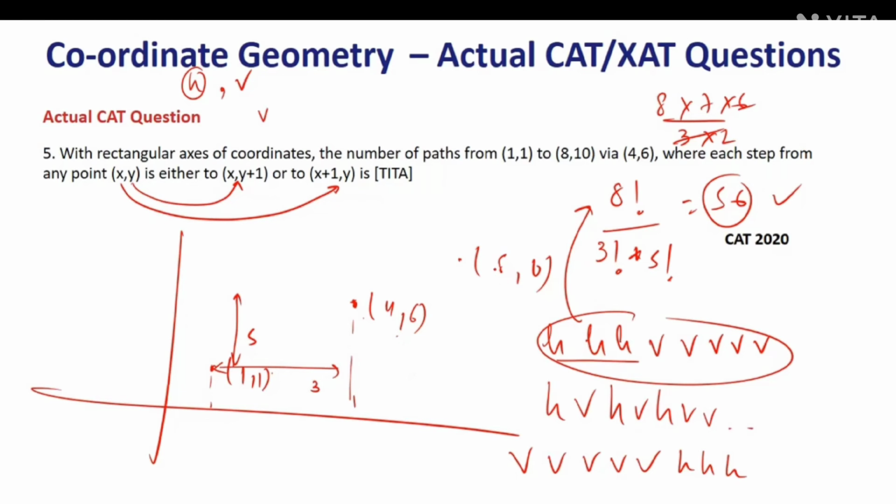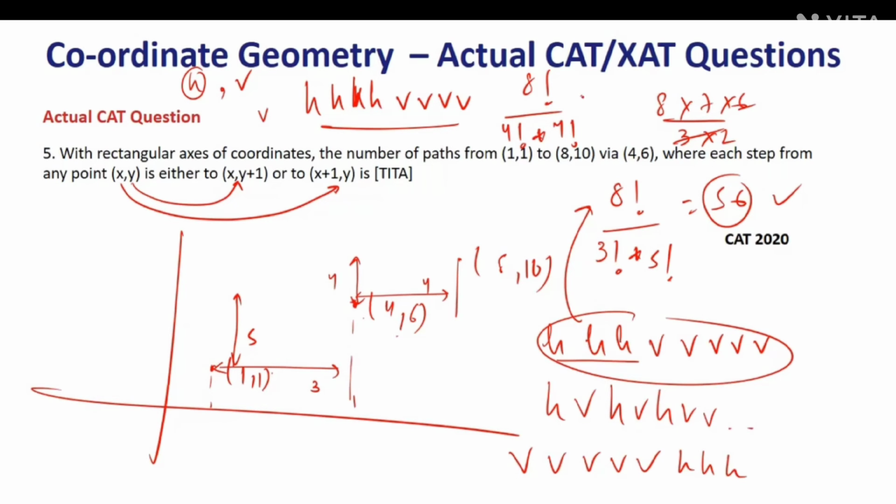Now from 4 comma 6 you have to go to 8 comma 10. Here again you see you have 4 horizontal steps and 4 vertical steps. So H, H, H, H and V, V, V, V. You have to arrange the 8. This will become 8 factorial upon 4 factorial into 4 factorial. This is 8C4. How do you solve this? 8 into 7 into 6 into 5 upon 4 into 3 into 2 into 1. 3 into 2 is 6, 2 times. 7 into 2 is 14 into 5 is 70. So from 4, 6 to 8, 10, there are 70 ways.